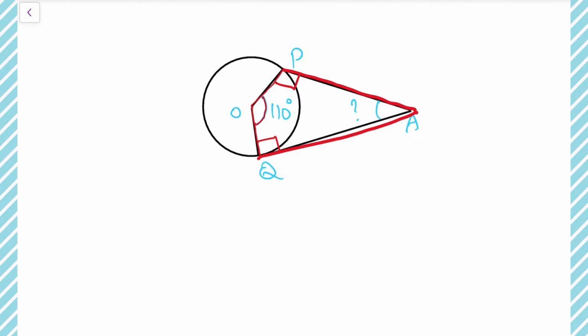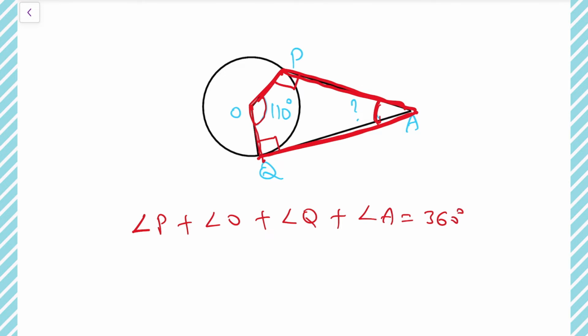Then this is already given as 110 degrees. Then he is asking to find this angle now. So let us check. What is this total figure? OP one side, AP second side, AQ third side, OQ fourth side. Total 4 sides are there, which means it is a quadrilateral. The sum of all the angles in a quadrilateral is 360 degrees. So that is angle P plus angle O plus angle Q plus angle A equals 360 degrees. Angle P is 90 degrees plus angle O 110 degrees plus angle Q 90 degrees plus angle A, unknown, equals 360 degrees.